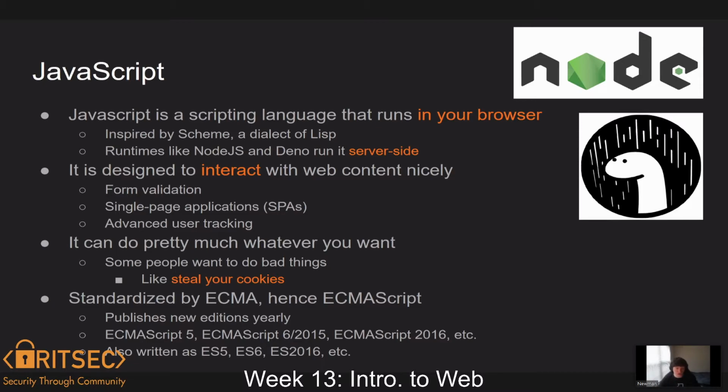They publish a new edition every year. I think about 6 years ago now, ECMAScript 5 came out, and after that, they switched over to years. So ECMAScript 2015, 2016, etc. You might also see it abbreviated as ES5, ES6, ES2016. So if you see any of those, that's what it means. Don't be too confused or worried, like I was.